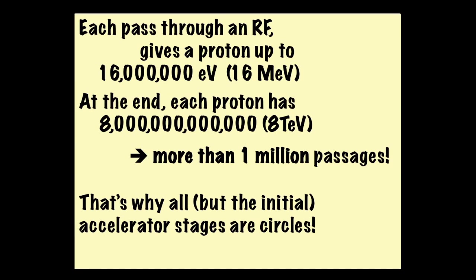So each time a proton passes through one of these cavities, one of these radio frequency accelerators, it gets an extra 16 million electron volts. But we want to give it 8 trillion electron volts. And so it turns out it actually has to go through one of these things more than a million times. Now, if we put a million of these end to end, that wouldn't work very well. Okay? That would be way too long.